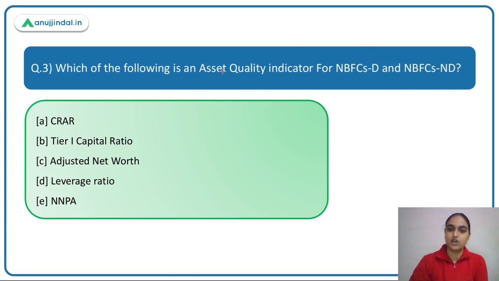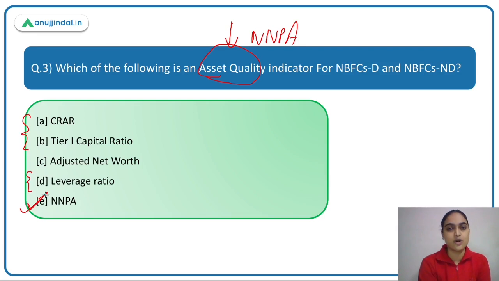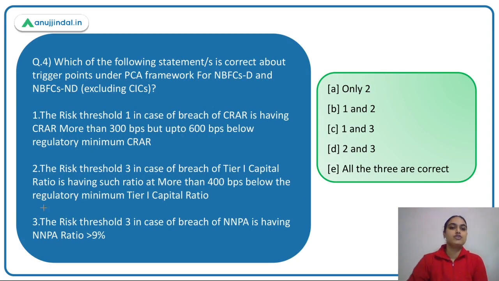Now coming to the third question, which of the following is an asset quality indicator for NBFCs deposit taking and non-deposit taking? So asset quality हम कैसे assess करते हैं? NNPA ratio से, right? So ये सब हमारे capital assess करने के ratio है, ये leverage का है. NNPA is the asset quality indicator. Answer is option E.